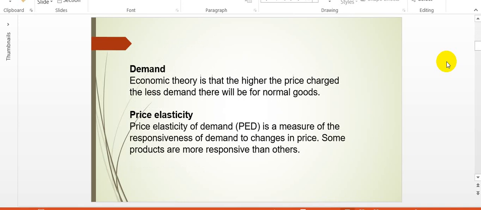We now look at the theory on demand. The economic theory on demand is that the higher the price charged for a product, the less demand there will be for normal goods. To measure this change in demand due to changes in price, we use the price elasticity of demand, which is a measure of the responsiveness of demand to changes in price. Some products are more responsive than other products.